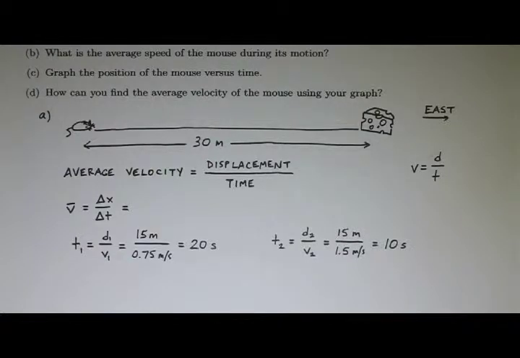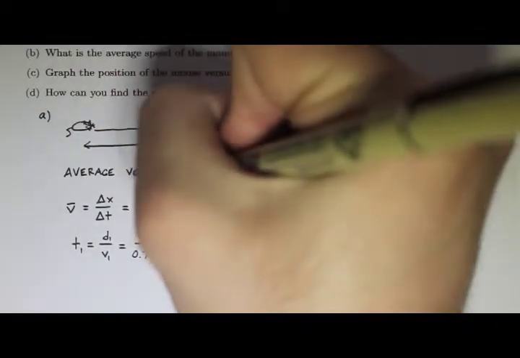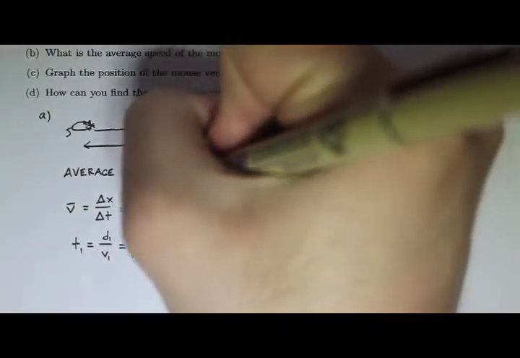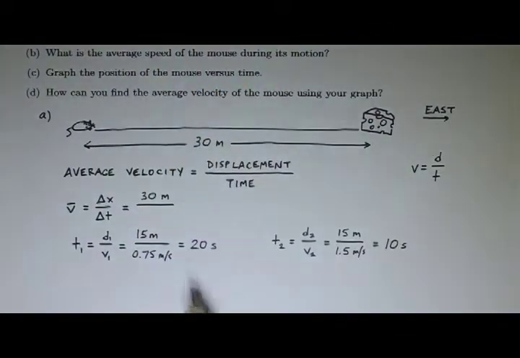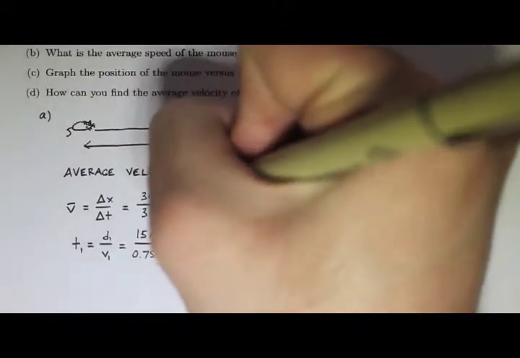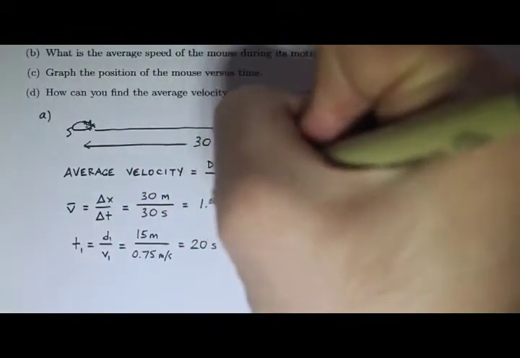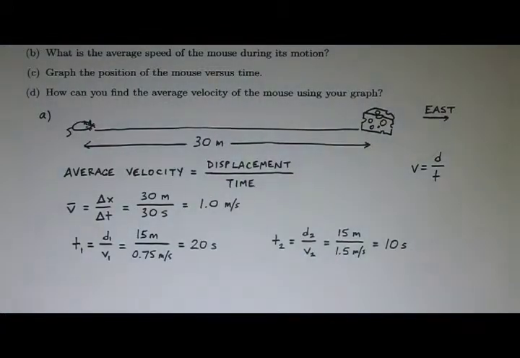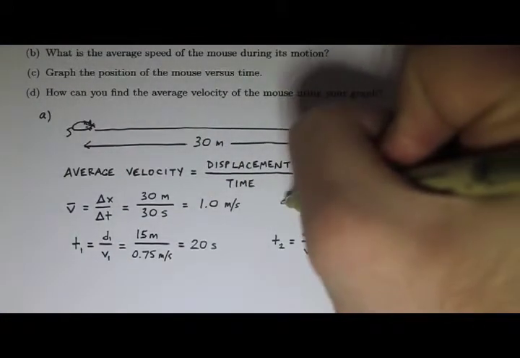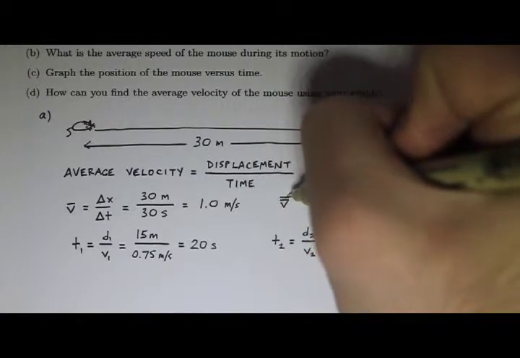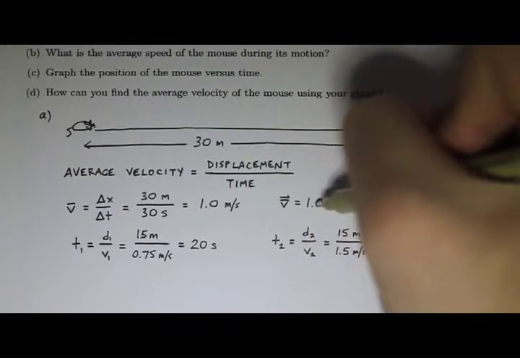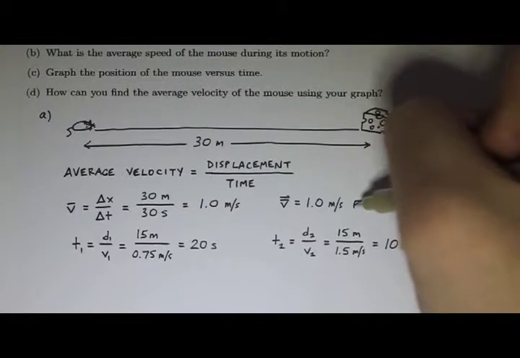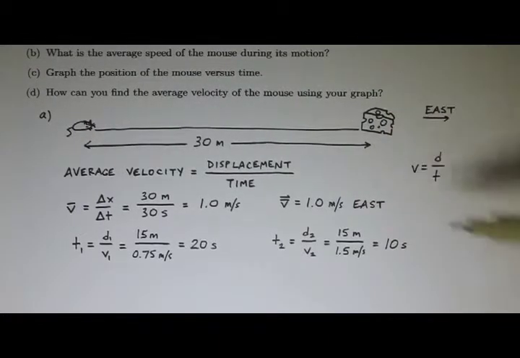Okay, so now we can do this. Delta x we know is 30 meters. And delta t, well, the whole thing took 30 seconds. So that's 1 meter per second, except remember they want average velocity. So if I want to write this as a vector, average velocity with a little vector symbol would be 1 meter per second east. You need to include the direction since they're asking for average velocity.